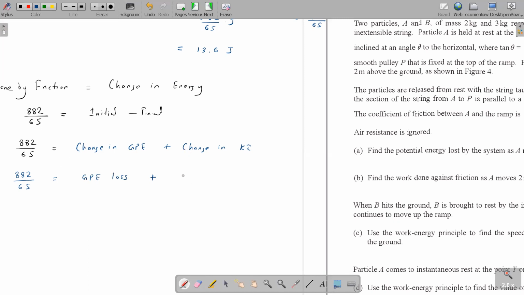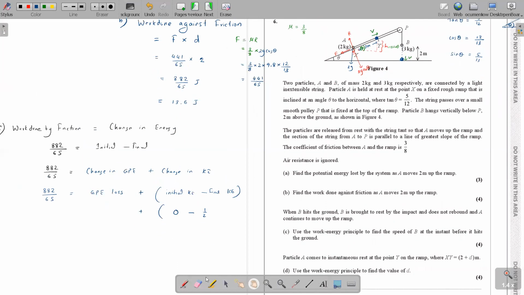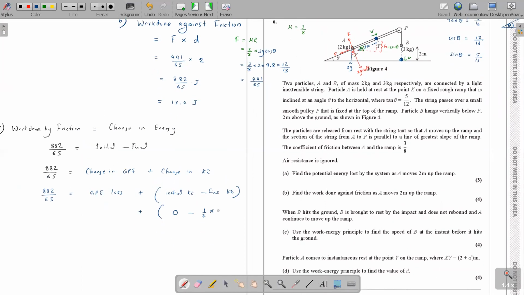So GPE loss, which we found out, plus the change in KE. Change in KE is once again initial KE minus final KE. Initial KE, the whole thing is 0. Final KE is, children, half mv square. Both the particles are reaching a velocity of v. Half into particle A's 2 kilogram into v square plus half into 3 kilogram into v square. Is that okay?